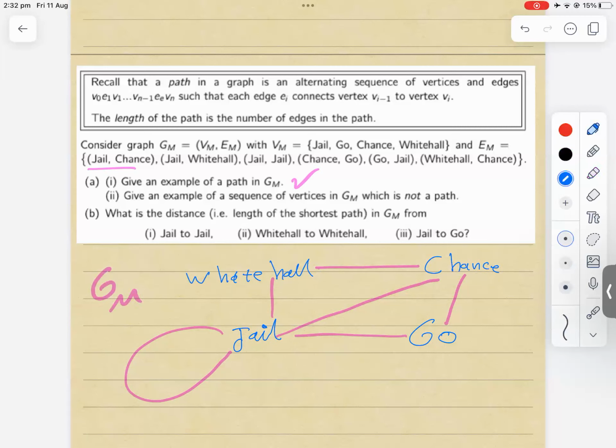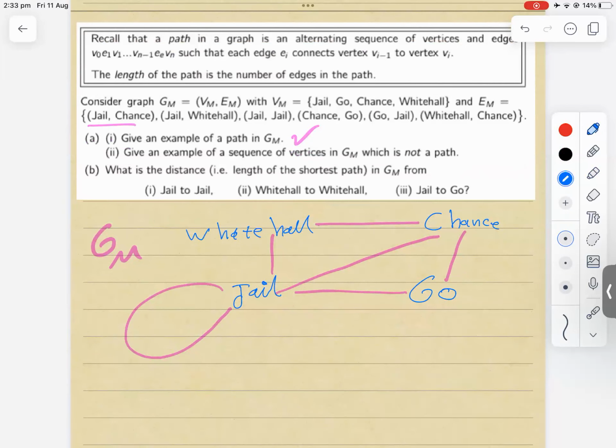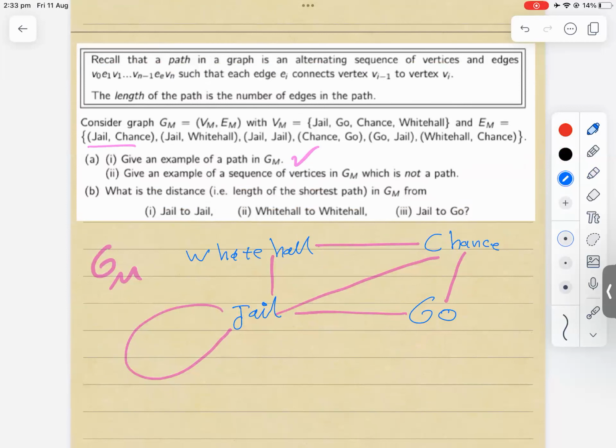Now, what else? To give an example of a sequence of vertices which is not a path. Okay, so can I do this? W, G, C. So W is Whitehall, G is go, C is chance. So this is not a path, because there is no edge between here.